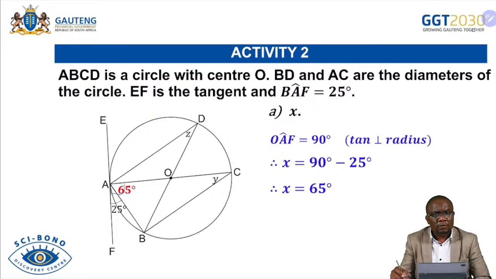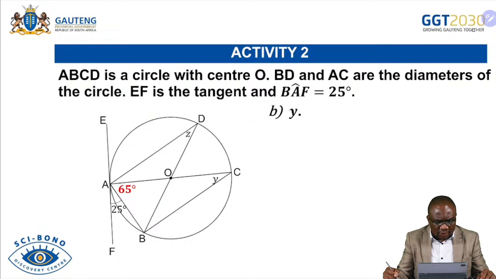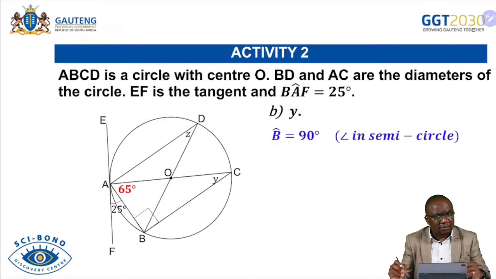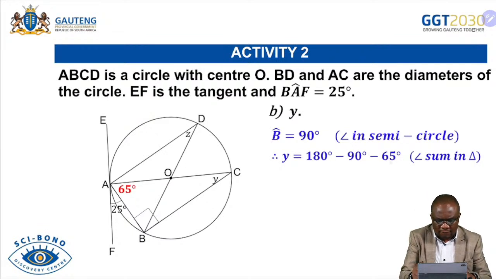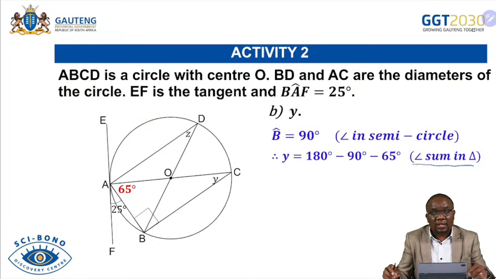Okay, we found X. And then let's go to, want to find Y. Someone can see that Y is 25 already using the tan-chord theorem. But we're still learning, isn't it? That's why I'm going this way so that we can discover things. Now, we can say this angle here is 90 because angle in the what? In the semicircle. And then you say 65 plus 90, we get 155. And then we subtract from 180 because these are angles in what? In a triangle. So we will get that Y is what? Is 25. You see that? Okay. Angle sum in a triangle.